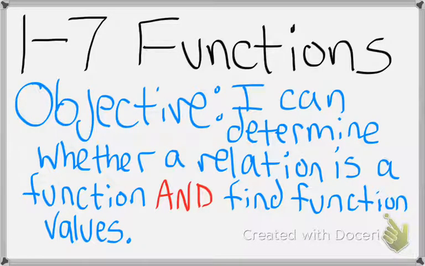So we fulfilled our first objective of deciding whether it is a function or not. Now we're going to do the second part of our objective. We're going to find function values. To do this, we're going to use something we did towards the end of last year, called function notation. But if you don't remember or you weren't here, that's okay. We'll talk about what function notation is.